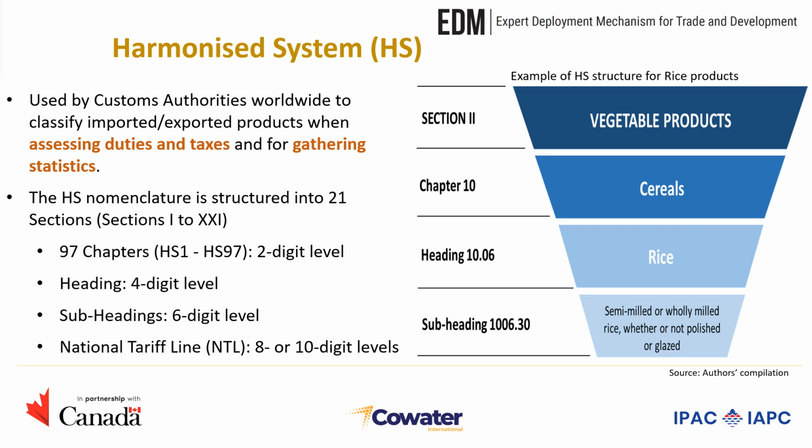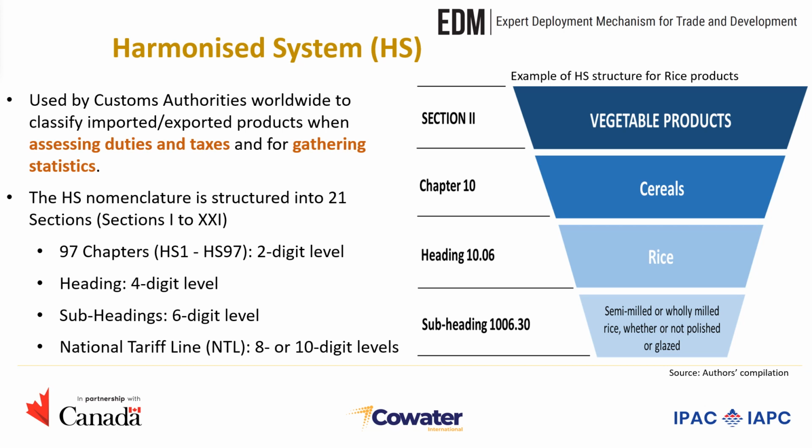We will continue by introducing some basic concepts that are commonly used in the context of international trade as well as in FTAs. The first concept is the Harmonized System, or the HS system. The Harmonized System is used by customs authorities worldwide to identify products when they assess the duty and taxes and for gathering statistics. For example, the customs authority can use the HS code to identify what is the tariff applied to rice imported to Canada from Vietnam, or how many tons of rice Vietnam exported in 2023.